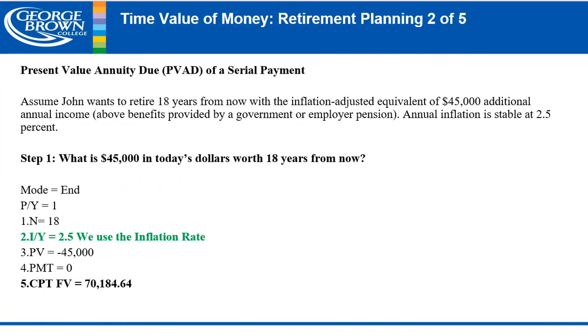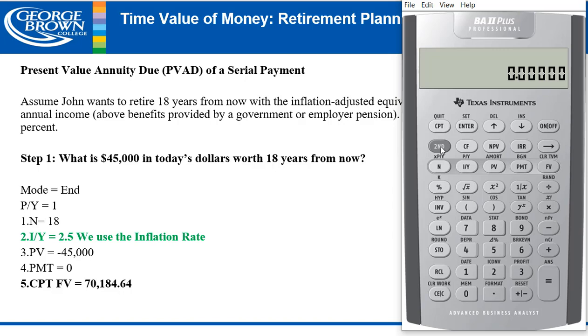Assume John wants to retire 18 years from now. Inflation adjusted equivalent of $45,000 in today's dollars, additional annual income. Annual inflation is stable at 2.5%. So step number 1, we have to calculate what $45,000 in today's dollars is worth 18 years from now. So we'll just bring up the calculator, check that we're in periods per year equals 1. And that is going to be 18 N. Inflation is 2.5%. The amount in today's dollars of extra income is $45,000, so we'll make that a negative. Present value, there's no payments in the interim, and we're going to compute the future value.